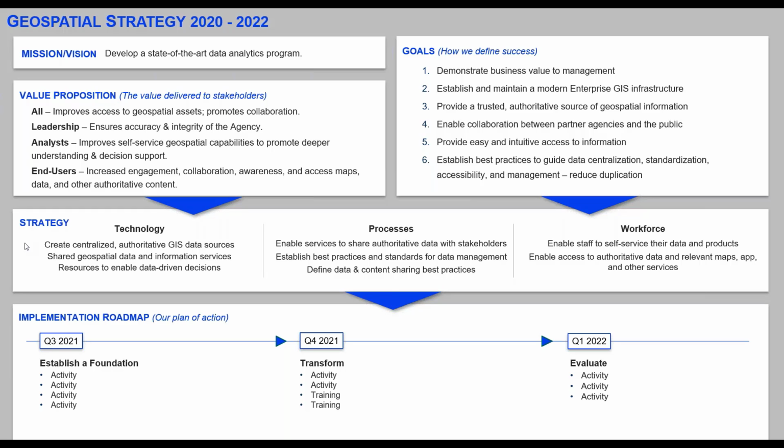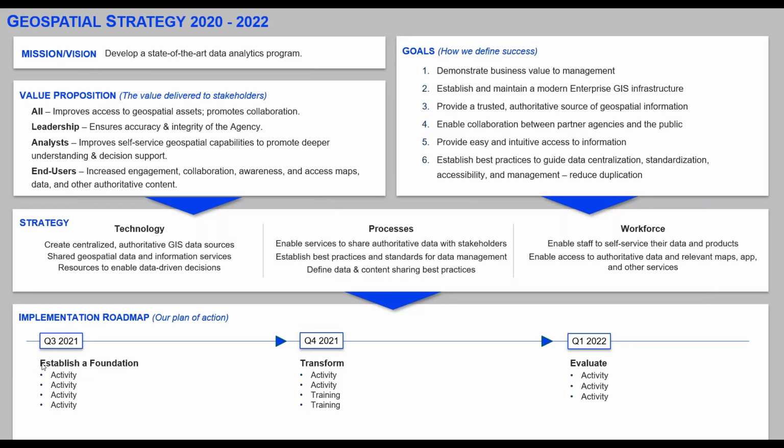Some people create different diagrams, but it just has a couple of these key components here, and you can lay out everything you need, all of your objectives, what you want to accomplish. And then yeah, the implementation roadmap is absolutely key to a successful geospatial strategy. That's your plan of action. How are you going to get to this vision? How are you going to hit all of these goals?